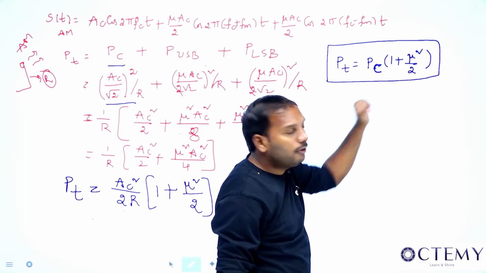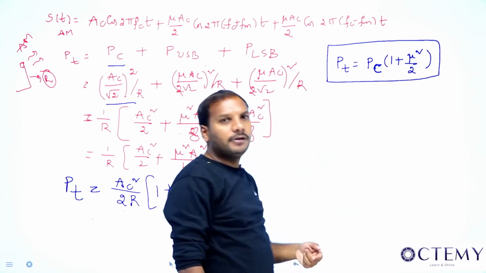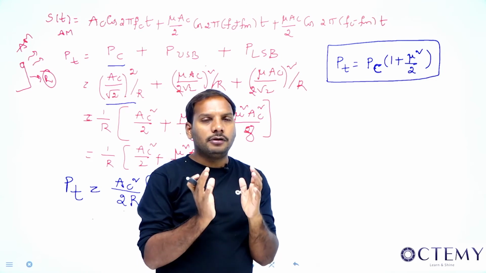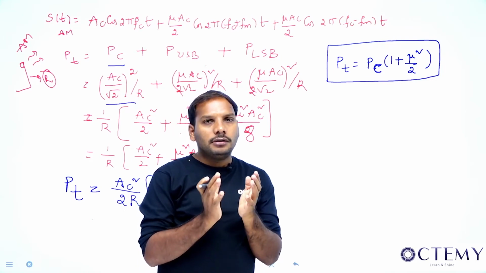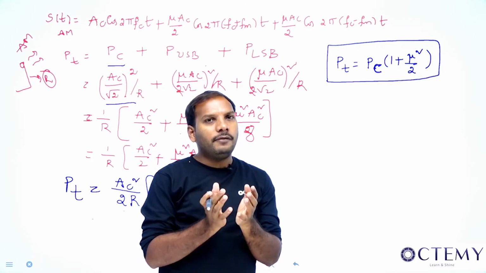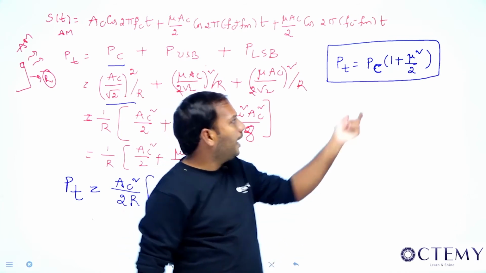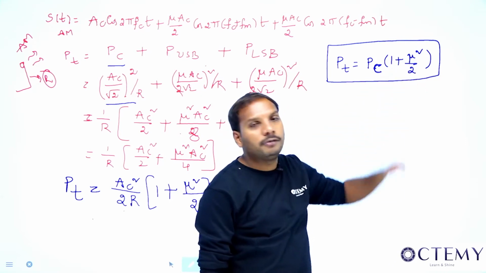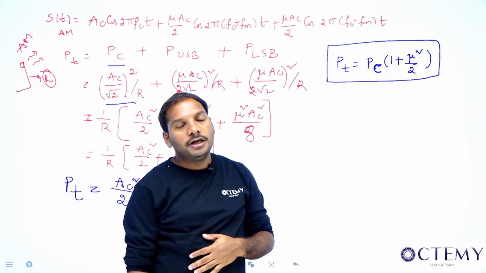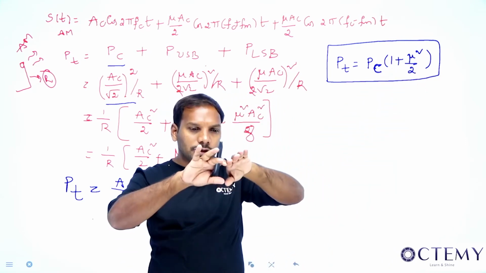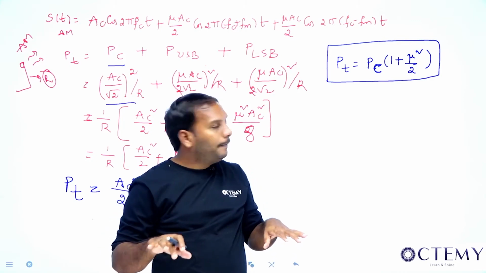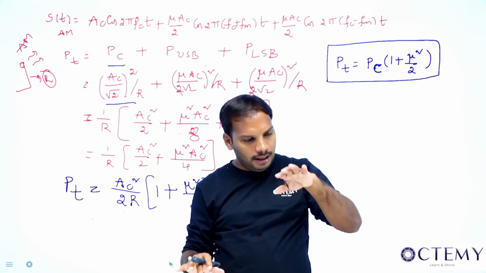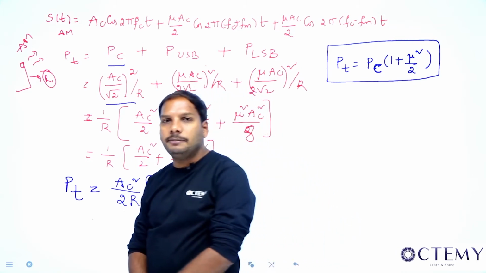PC into mu square by 2 is what? Sideband power. If you try to divide the total power of the AM signal, it is the combination of carrier power and the sideband power. So carrier power is PC, but sideband power is PC into mu square by 2. Even that sideband power you can distribute into two wings, PC mu square by 4 and PC mu square by 4. One is the upper sideband and the other is the lower sideband power.